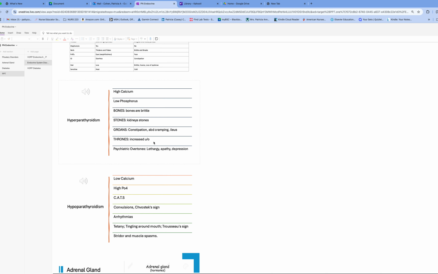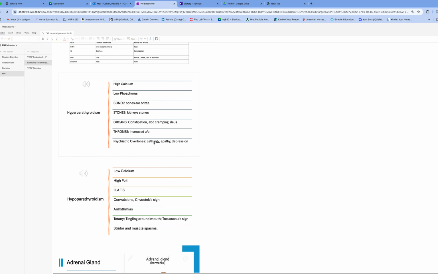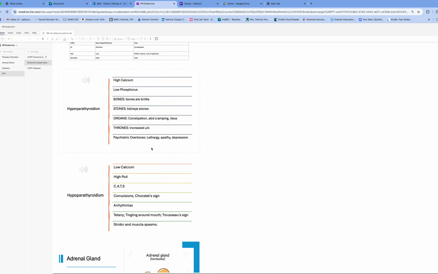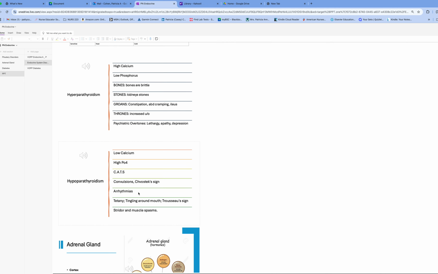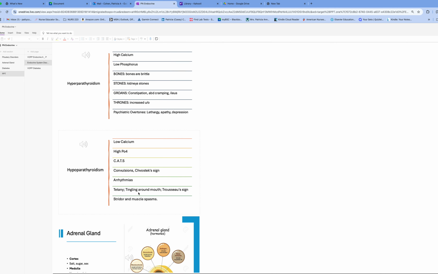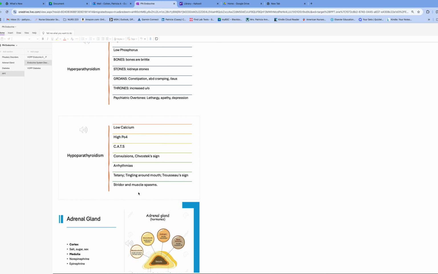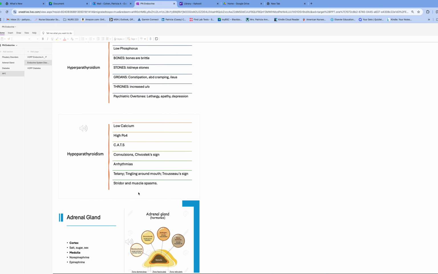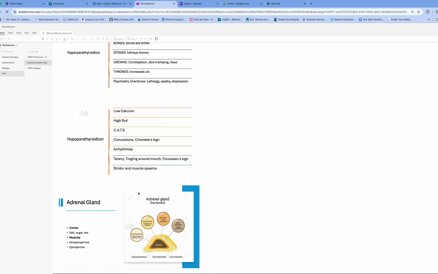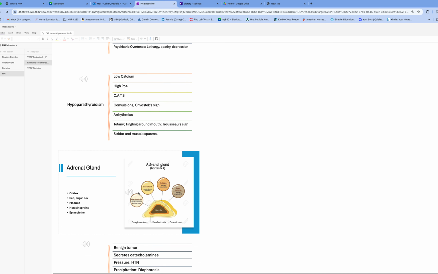Now, with hypoparathyroidism, it's low calcium, high phosphorus. So, again, just remember your signs and symptoms of hypocalcemia. And in the exam 2 Quizlet, I've got a "is this high calcium or low calcium" Quizlet. You can do it real quick. And I also believe I have high calcium foods that you're going to need to know.